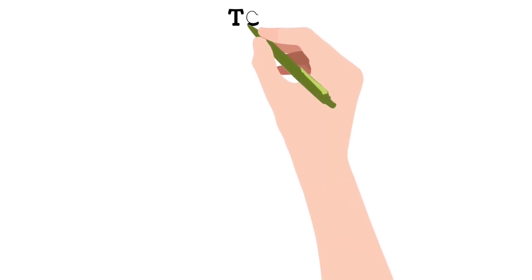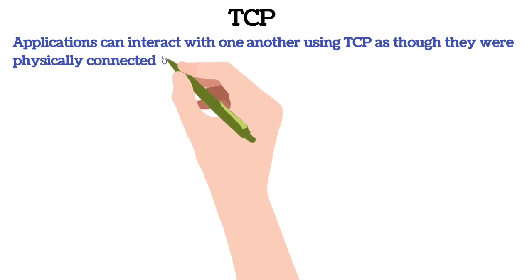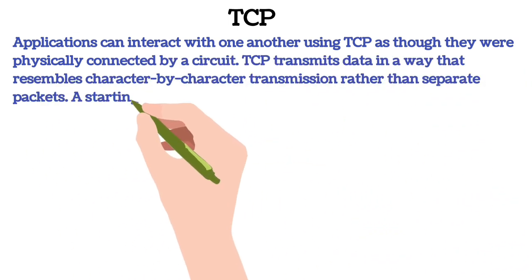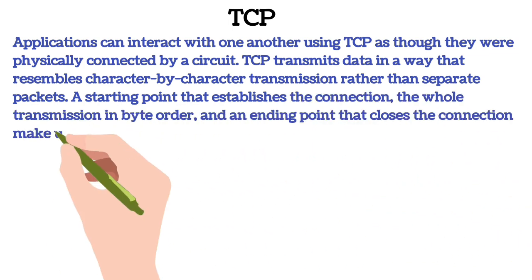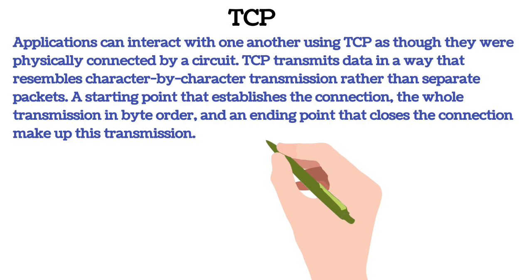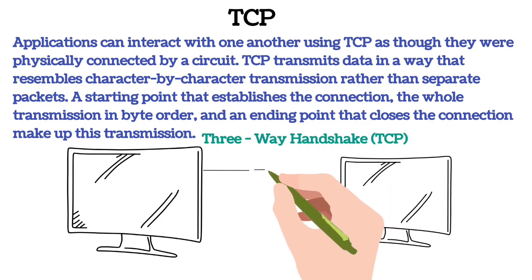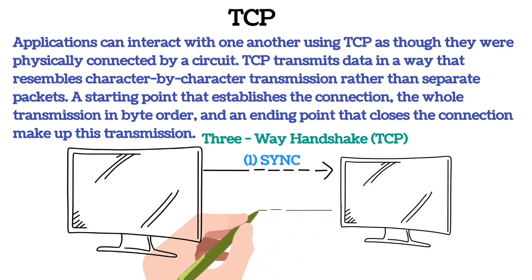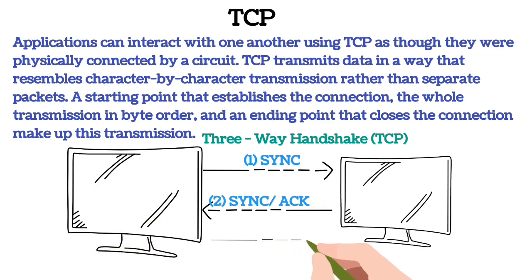TCP. Applications can interact with one another using TCP as though they were physically connected by a circuit. TCP transmits data in a way that resembles character by character transmission rather than separate packets. This transmission is made up of a starting point that establishes the connection, the whole transmission in byte order, and an ending point that closes the connection.